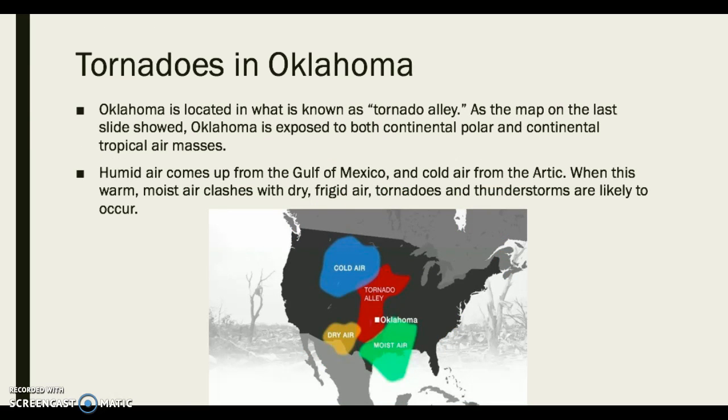Tornadoes in Oklahoma. Oklahoma is located in what is known as Tornado Alley. As the map on the last slide showed, Oklahoma is exposed to both continental polar and continental tropical air masses. Humid air comes up from the Gulf of Mexico and cold air from the Arctic. When this warm, moist air clashes with dry, frigid air, tornadoes and thunderstorms are likely to occur. Pictured below is a map of the United States, and it has in red where Tornado Alley is, and you can see that Oklahoma is right in the midst of Tornado Alley.